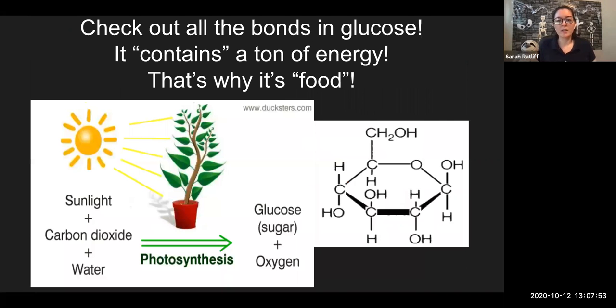So let's look at something like glucose. Glucose is our monomer for carbohydrates. Why do you think carbs are such good energy? Well, let's look at all of these bonds. Carbs are made up of glucose molecules, and there are 1, 2, 3, 4, 5, 6, 7, 8, 9, 10, 11, 12, 13, 14, 15, 16 bonds. 16 bonds in one little tiny glucose molecule. That's a lot of stored energy. So that's why glucose is like primo food. Lots of bonds to break, lots of energy to get from that.